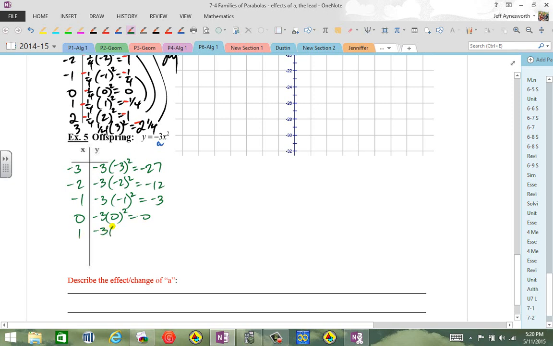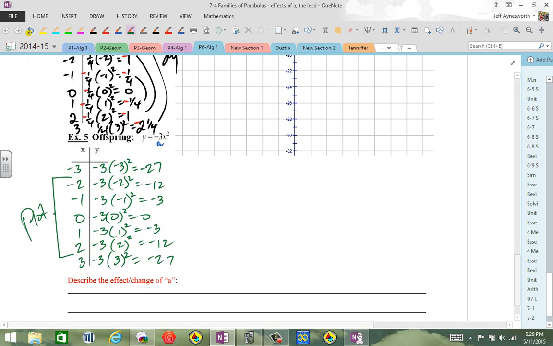1. Negative 3 times 1 squared. That's negative 3. 2 squared. Negative 3 times 2 squared is negative 3 times 4, which is negative 12. And 3 squared, excuse me, negative 3 times 3 squared. 9 times negative 3, negative 27. So I'm only going to plot these because, oh, you know what? Take that back. We have enough room. Okay, so here we go. We're going to plot them all.